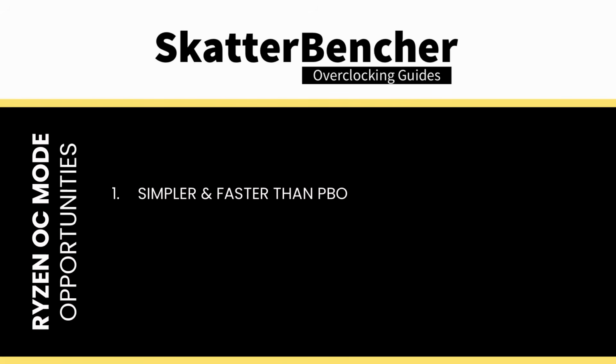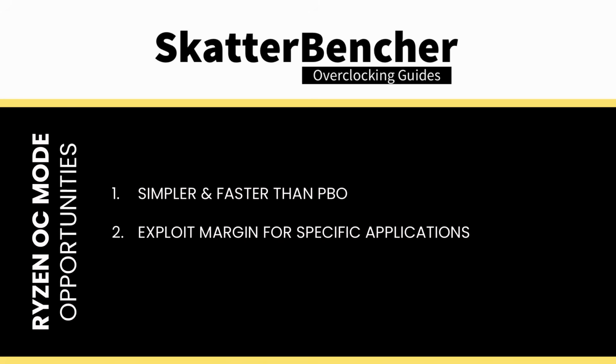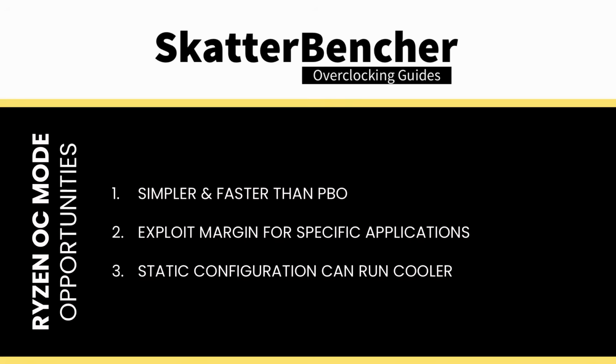Now, there are a couple of advantages to using OC mode. First, it's much simpler and usually faster than tuning with the advanced overclocking tools from Precision Boost Overdrive 2, like Curve Optimizer. Second, automatic overclocking and frequency boosting technologies can leave a little bit of margin on the table. We can exploit this margin and fine-tune it for application stability when manually overclocking with our specific hardware configuration. Lastly, sometimes the static voltage and frequency configurations run cooler than using a dynamic adaptive clocking technology.